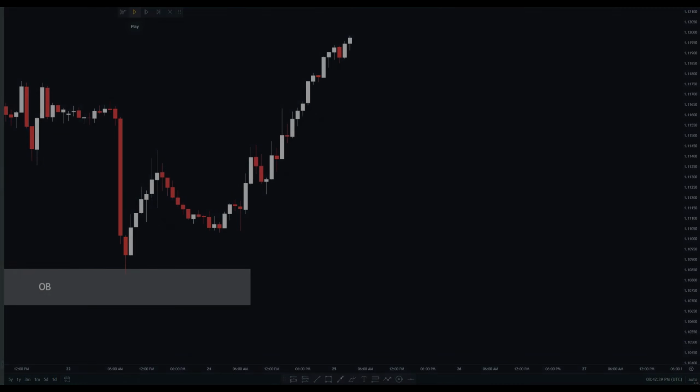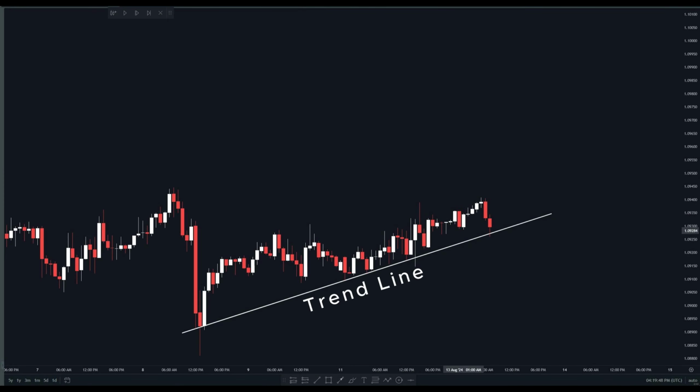But first I will show an example of a trend line liquidity grab. Here on the chart, we have a clear price movement above the trend line. And what we notice here is that price is not creating clear higher highs and higher lows. Price is just creating liquidity zones here.